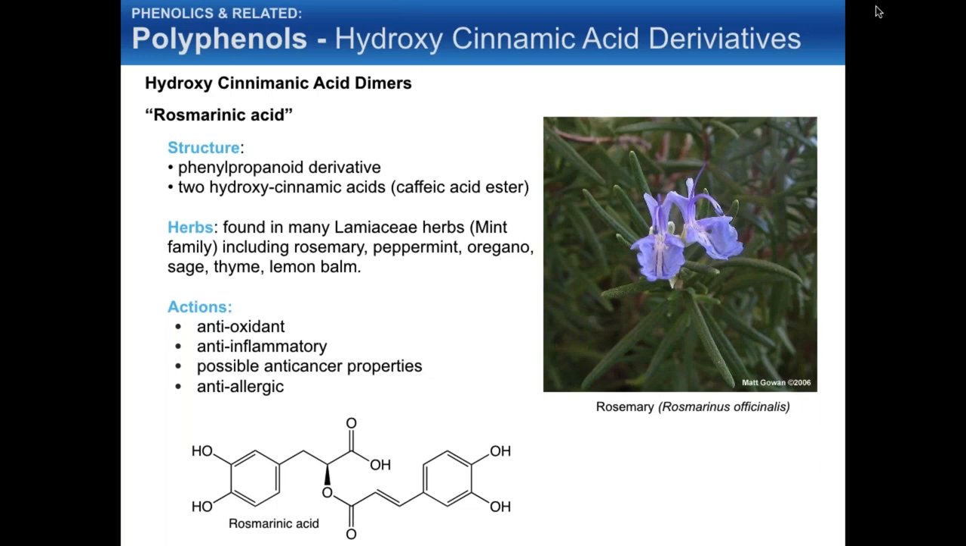So with the polyphenols, we'll talk about some of these. There's a whole category that we'll talk about in a second, but then there are some specific ones that are just kind of interesting. Rosmarinic acid is found in high amounts in rosemary, but it's also found in a number of other spices, including peppermint, oregano, sage, thyme, lemon balm. Those are all members of the mint family.